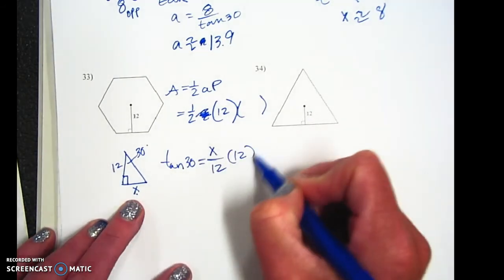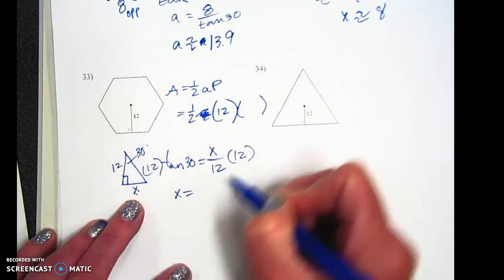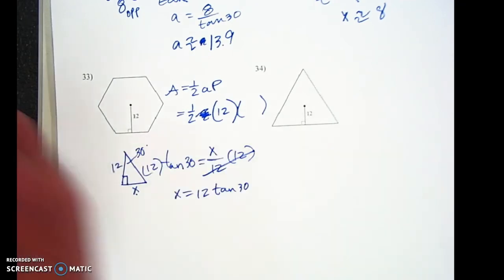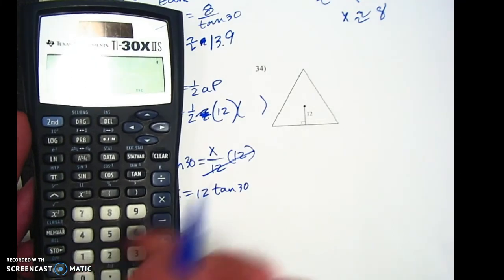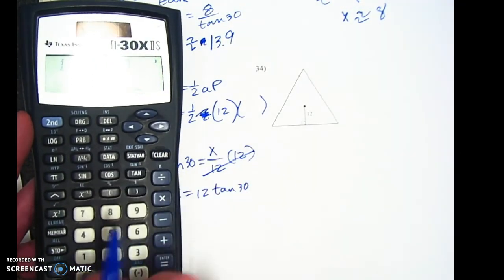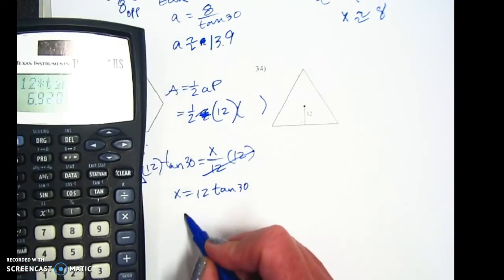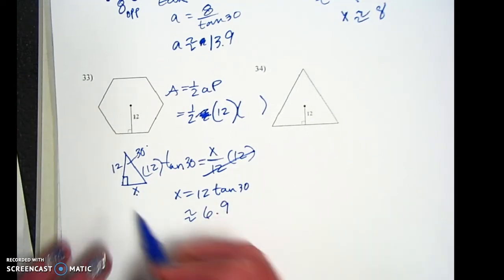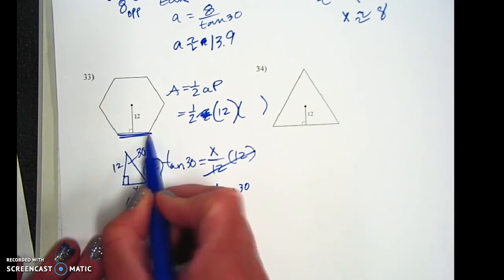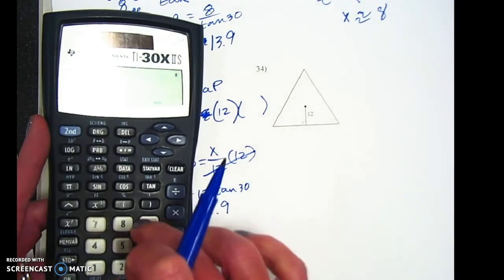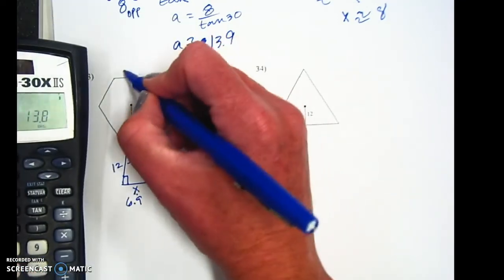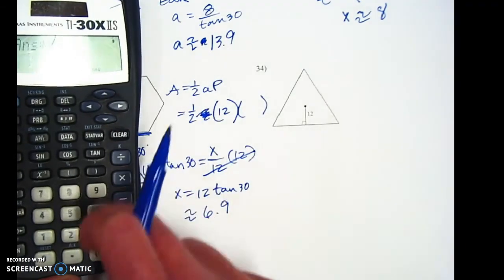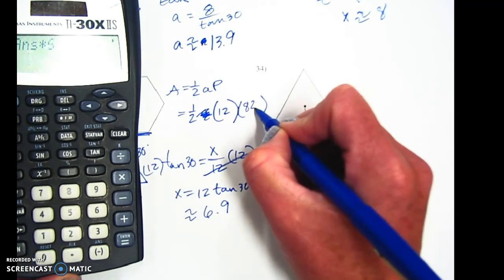I want to multiply both sides by 12. So all I need to type in the calculator is 12 times the tangent of 30. So here's how you type it in: 12 times the tangent of 30. And we've got a side of roughly 6.9. Okay, so if this is 6.9, we need to double it to get that whole side. So I'm just going to go 6.9 times 2. That means each side of this hexagon is 13.8. And there are 6 sides, so 13.8 times 6, that makes the perimeter 82.8.